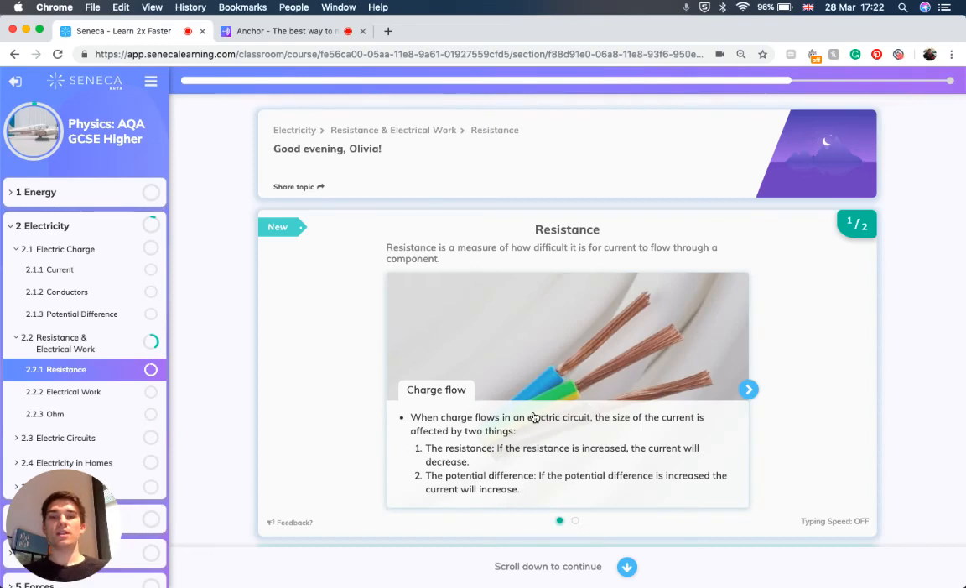Hi, it's Richard here, and in this episode we're going to look at resistance. Resistance is a measure of how difficult it is for current to flow through a component.